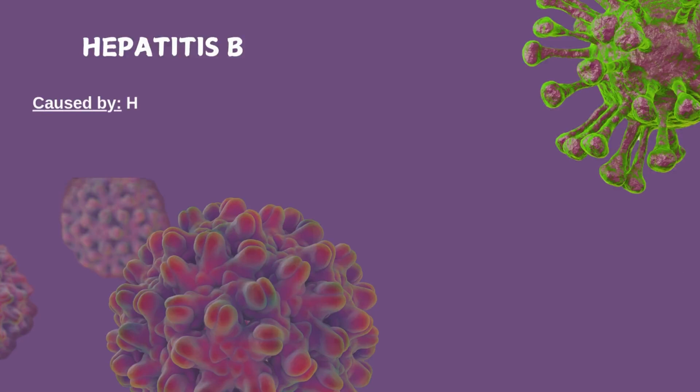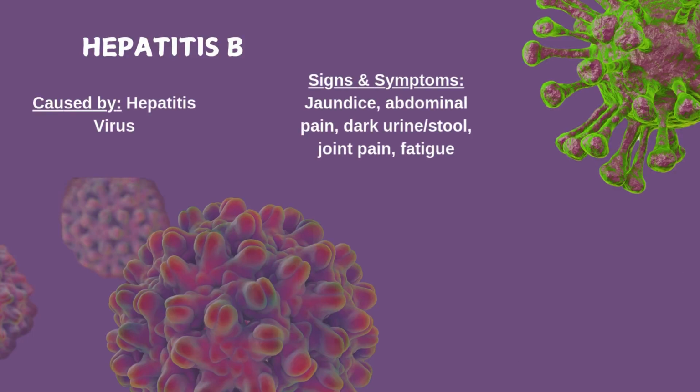Hepatitis B is a viral infection that affects the liver. Signs and symptoms include jaundice or yellowing of the skin, abdominal pain, dark urine or stool, joint pain, and fatigue. The incubation period on hepatitis B is between 6 weeks and 6 months, meaning you could have been infected several months earlier than your first symptoms.